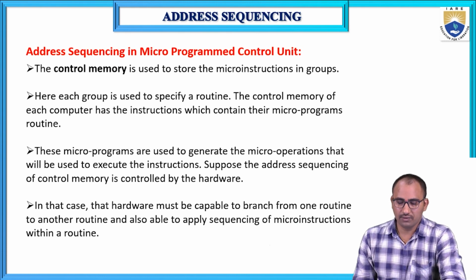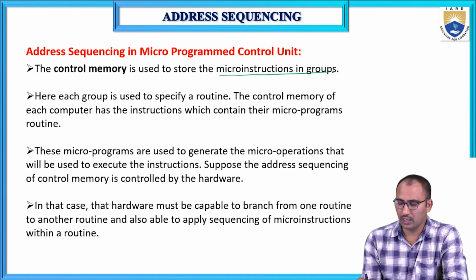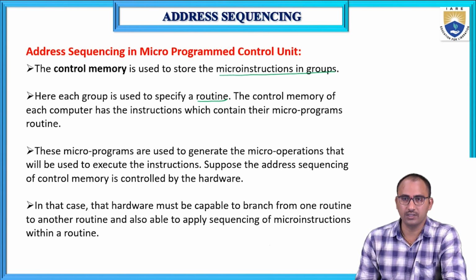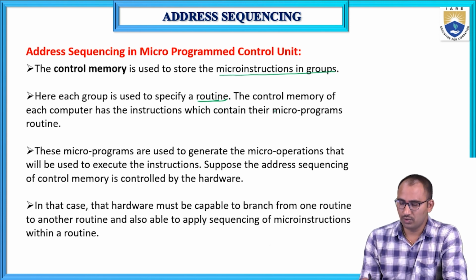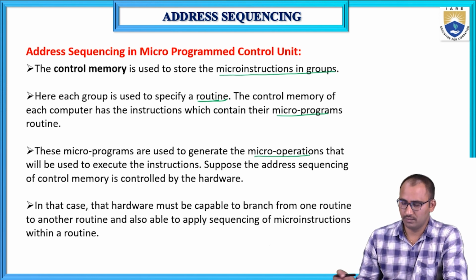Now, address sequencing in the microprogrammed control unit. The control memory is used to store the micro instructions in groups. Each group is used to specify a routine. A routine is a group of micro instructions. The control memory of each computer has instructions which contain their micro program routines. These micro programs are used to generate micro operations. Just before, we saw the flow of how a program is converted into the corresponding micro operations, which are used to execute the instructions.